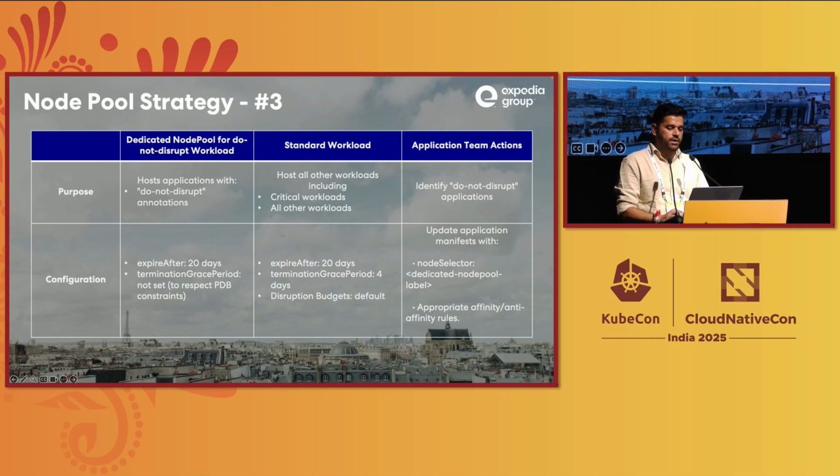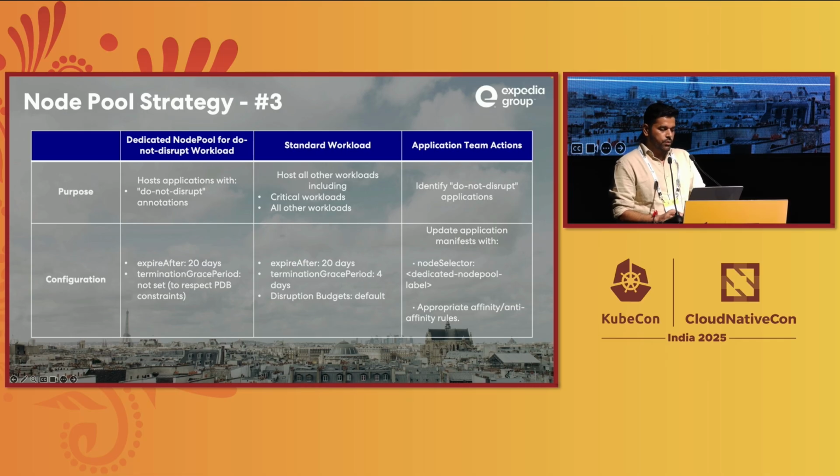These are sensitive applications that must not be interrupted during scaling, upgrade, and consolidation. In this setup, we have set the configuration to expire after 20 days, and we do not configure a termination grace period here, and we allow PDB disruption budget. And this also ensures these workloads are completely protected from node churn and voluntary disruption.